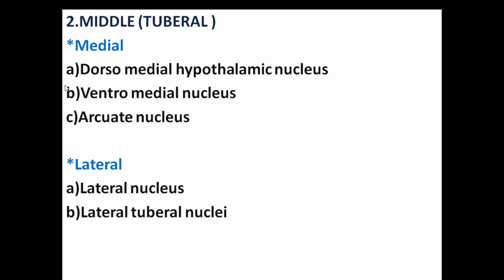And second one, ventromedial nuclei, which help to control the neuroendocrine. And third one is the arcuate nucleus, which helps to release growth hormone releasing hormone, feeding, and also helps in dopamine mediated prolactin inhibition. And next one is lateral. It consists of two nuclei: the lateral nucleus and lateral tuberal nuclei.